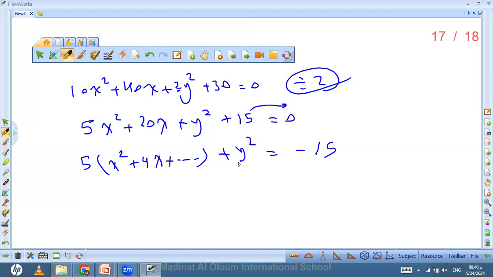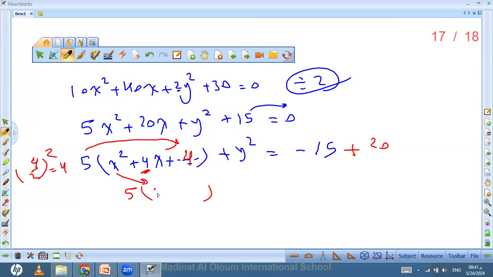Y squared alone, I will not complete the square for y. Now completing the square for x: b divided by 2, power 2. 4 divided by 2, power 2 makes 4. I'll add here 4, but be careful. When I add to the right, I must add 5 times 4, which is what? 20. Now 5 times the bracket (x + 2) squared plus y squared equals 5.